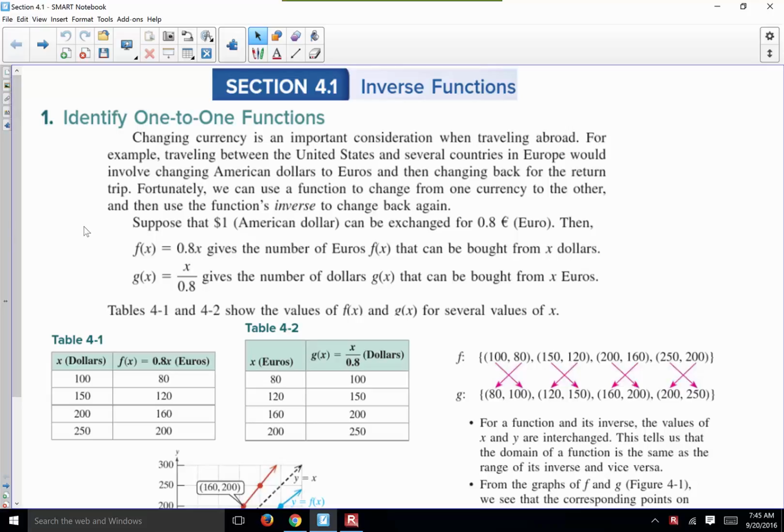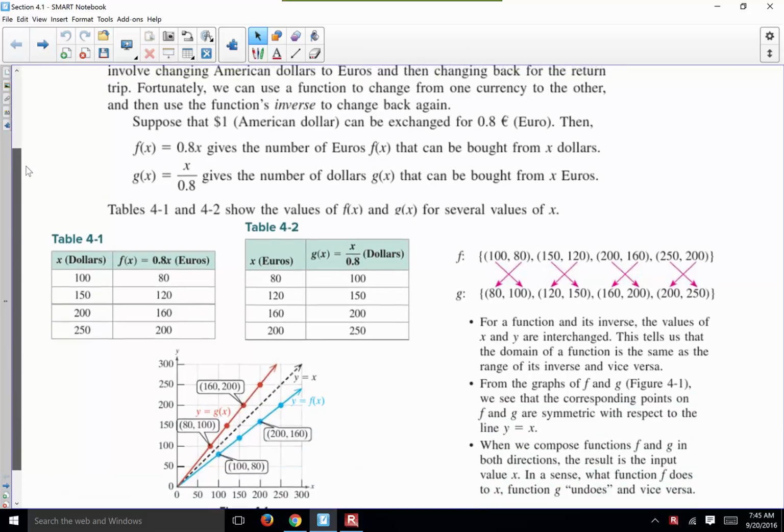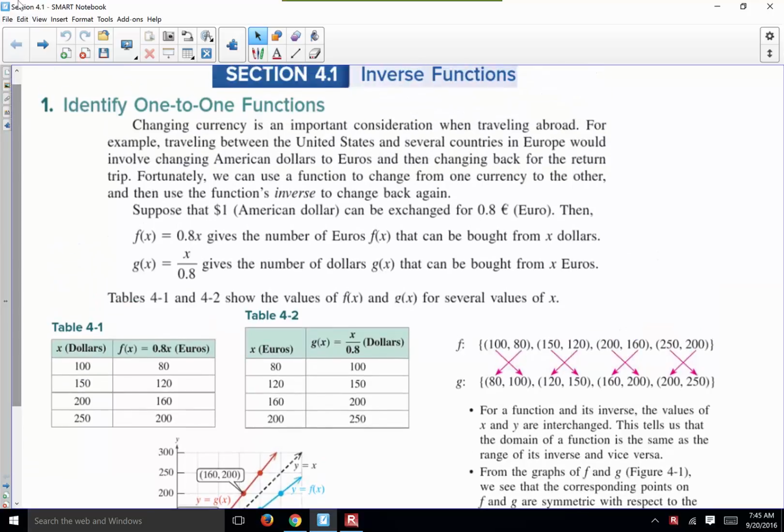We just started section 4.1 yesterday, and I think we covered this example to explain what an inverse function means, what it actually does. So basically, in real life or in math, there are some functions that convert domain into range values, such as domain is your dollars in your pocket, range is euros. $100 changes into 80 euros. So it goes from left to right, but sometimes you need to change back.